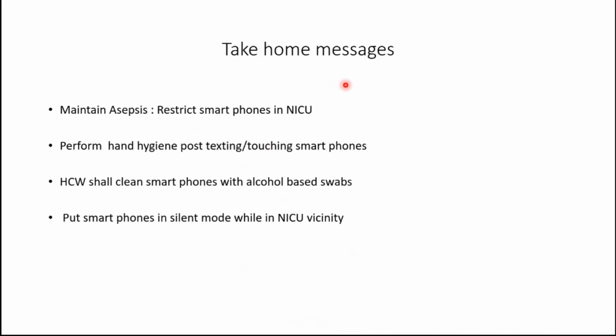Coming to take-home messages, the most important aspect is to maintain asepsis. So restrict smartphones in NICU as far as possible, and one should always perform hand hygiene after texting or touching smartphones. And healthcare workers shall clean smartphones with alcohol-based swabs and put smartphones in silent mode while in the NICU vicinity.